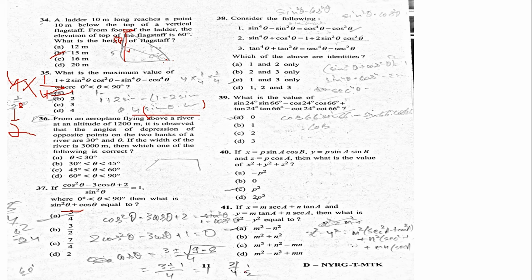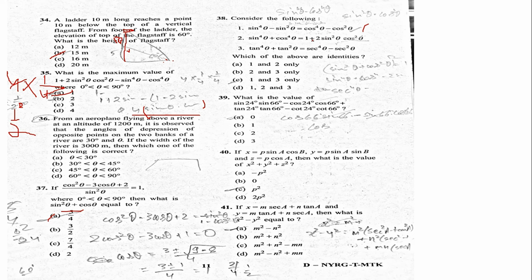Further, this will be giving 1 by 2, 30 degree as a right answer. Putting 30 degree, we will get option A as the correct answer. And similarly in this, putting it this side and taking sin square theta on this side, we'll be getting this as a correct option.